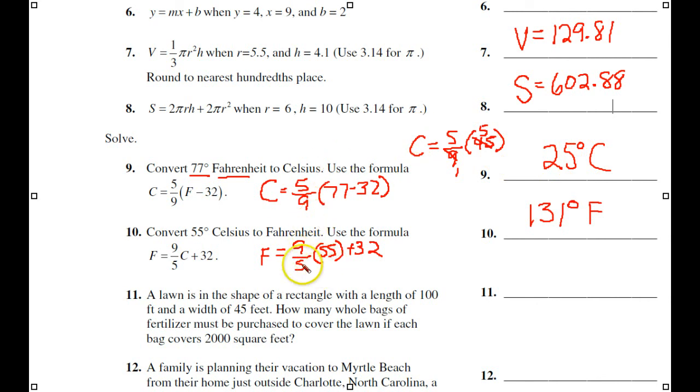And for this one, we've substituted the 55 for C. Now notice we can do some canceling here. Here we get 9 times 11 is 99, plus 32 is your 141.